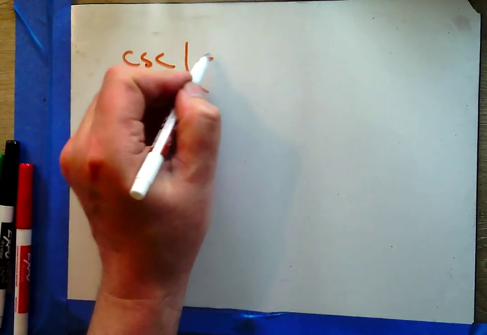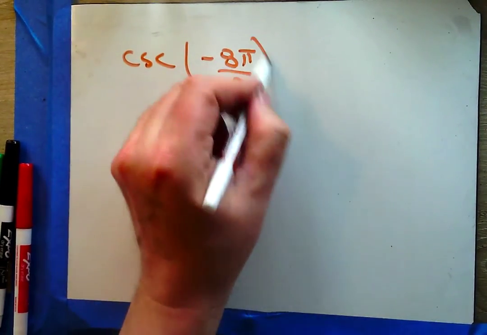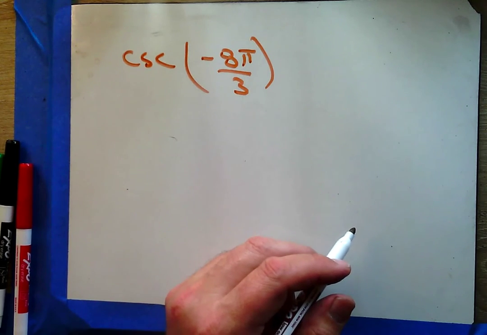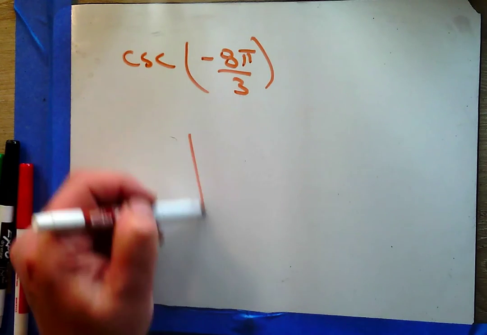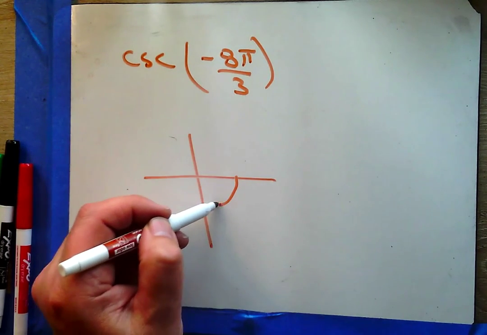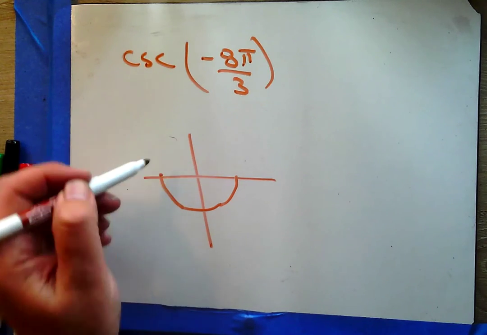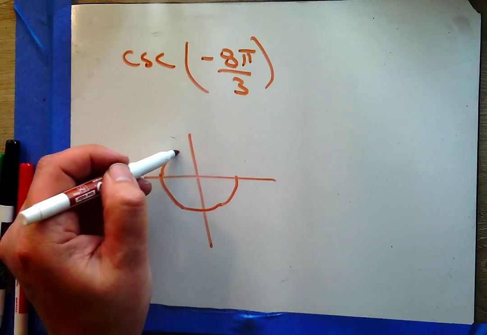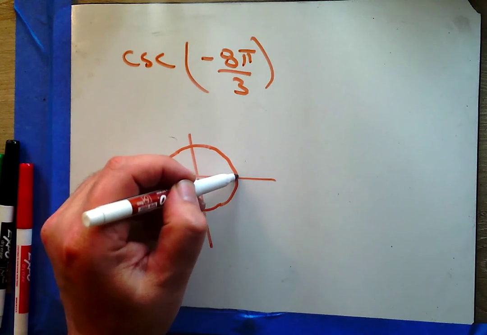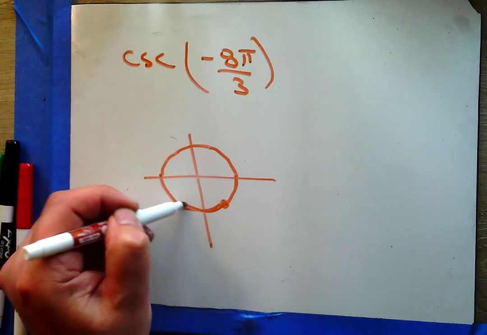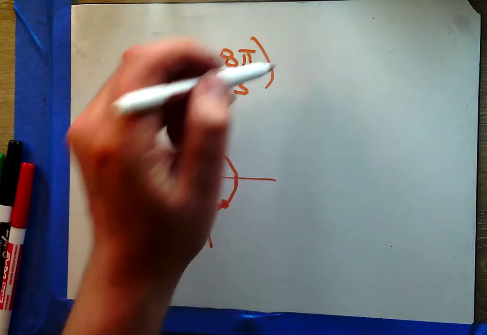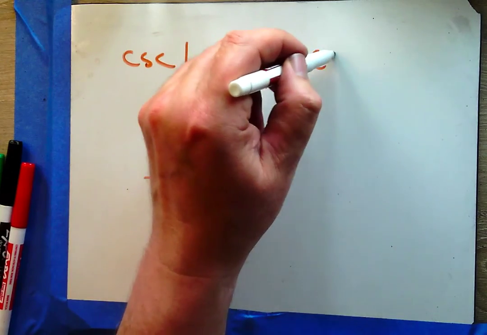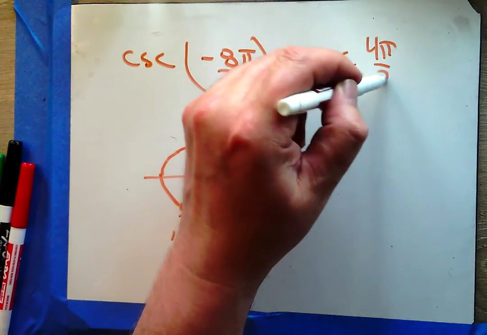Okay. How about cosecant negative 8 pi over 3? All right, I'll give you a few more seconds on that one. You may find it helpful to say negative 1 pi over 3, negative 2 pi over 3, negative 3 pi over 3, negative 4 pi over 3, negative 5 pi over 3, negative 6 pi over 3, negative 7 pi over 3, negative 8 pi over 3. Negative 8 pi over 3 looks just like 4 pi over 3. This will be the same as cosecant 4 pi over 3.